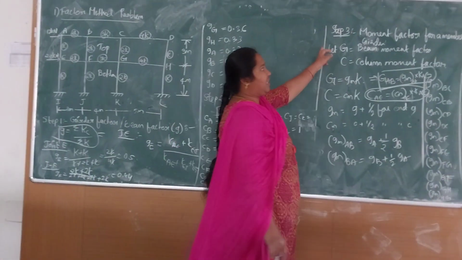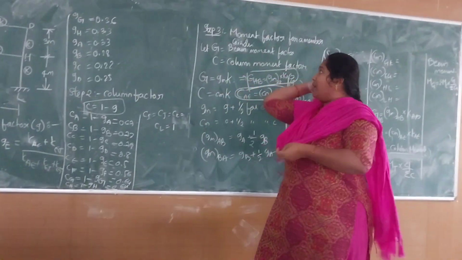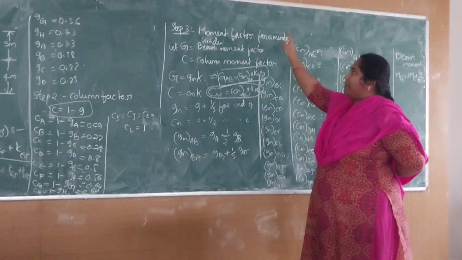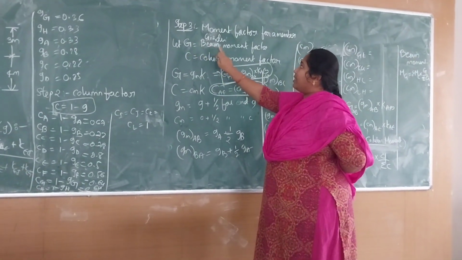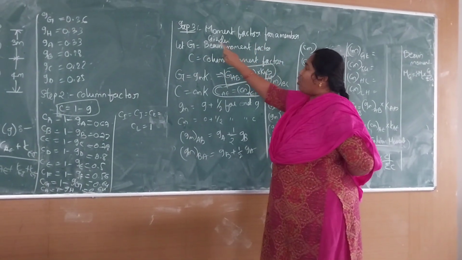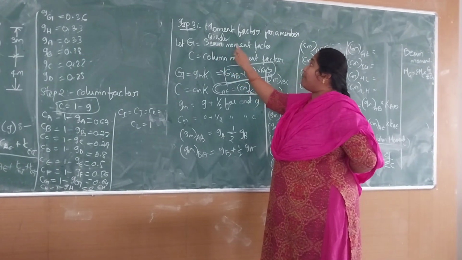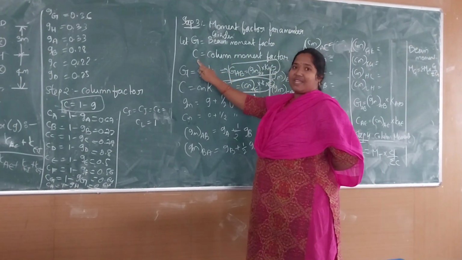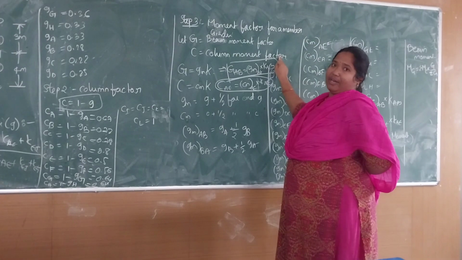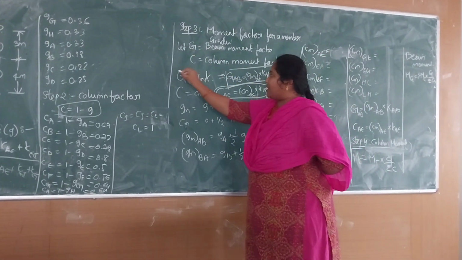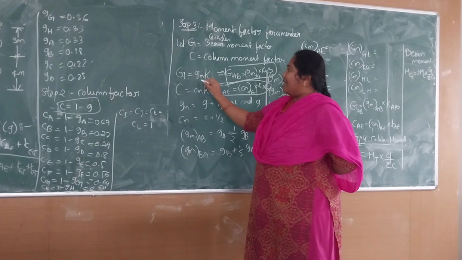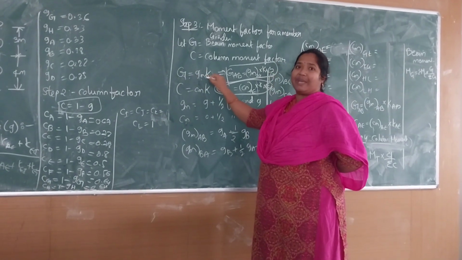Now, in step number 3, we need to calculate the moment factor for a member. See here, let capital G be the girder moment factor, or we can call it the beam moment factor also. Now, capital C is the column moment factor. Okay. Now, how to calculate the girder moment factor? That is capital G. Capital G is equal to gm into K.